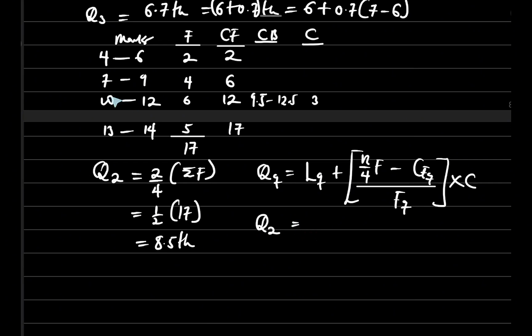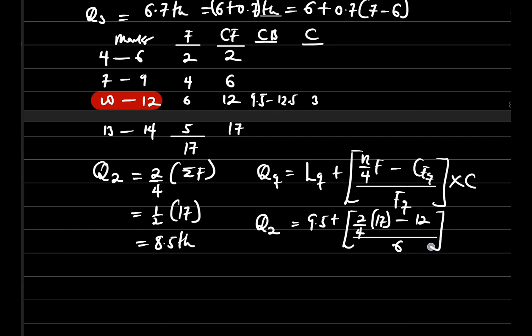equal to the lower class boundary of the Q2 class, which is 9.5. So you have 9.5 coming up here, plus, we know n times 2 over 4, and we know the total frequency to be 17. Okay, then what's the cumulative frequency before the quartile class? It is 12. So you have 12 here, all divided by the frequency of the quartile class, which is 6, all multiplied by the class size of 3. So whatever you get for the addition of 9.5 and what is in the bracket will give us the quartile for Q2, or the middle quartile, and you are good to go.